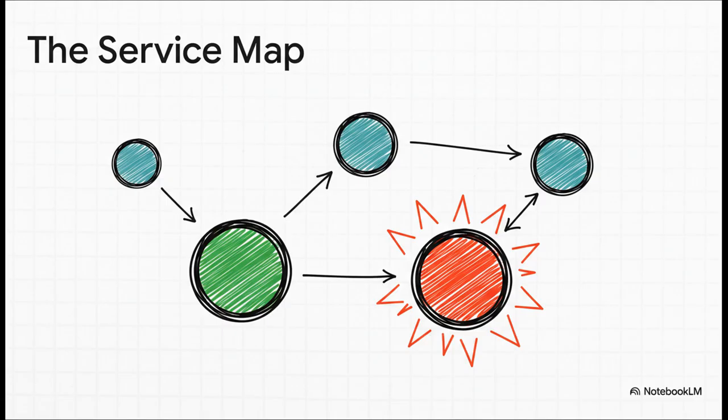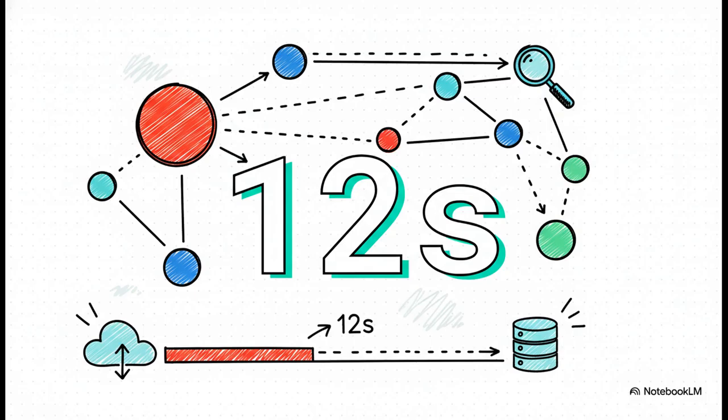The checkout database is green, all good there. But look at that. The inventory database is glowing bright red. There's no more ambiguity. The problem is literally staring him right in the face. With a single click on that red node, the mystery is solved. Boom, 12 seconds. That's the smoking gun, the average response time for that problematic database query.